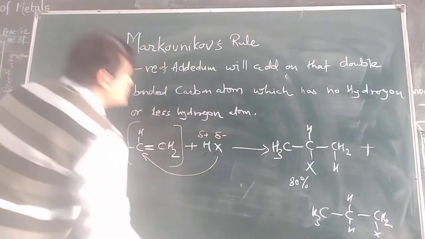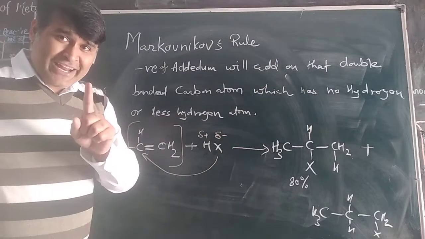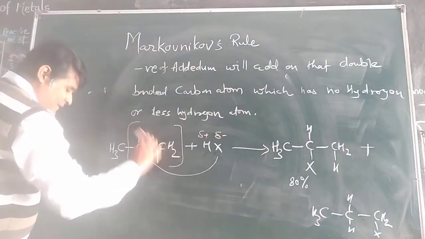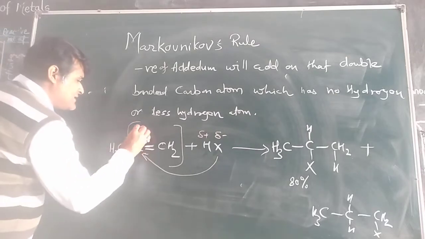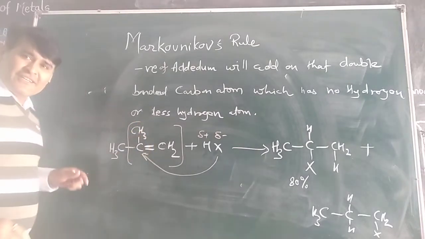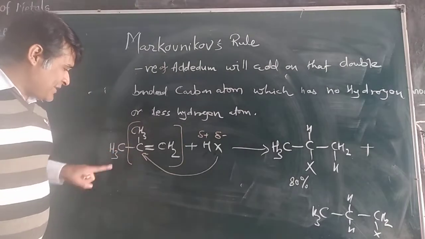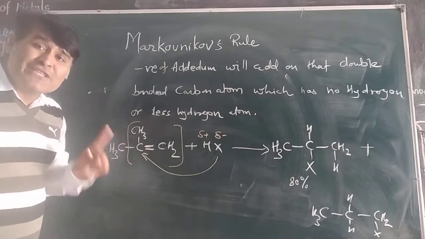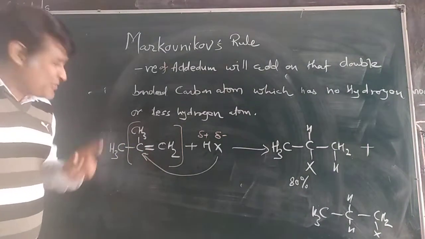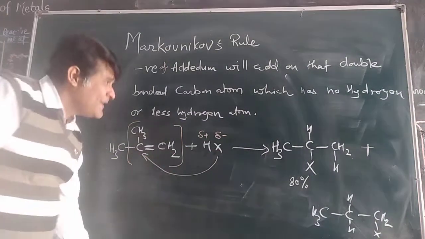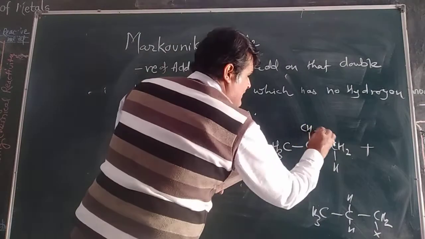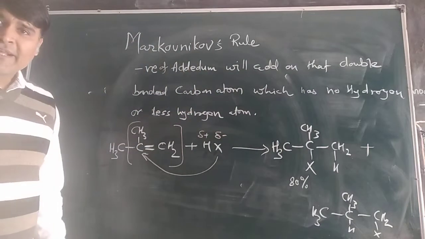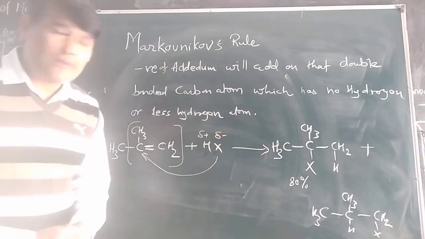One more, as I told, no hydrogen. The question that may arise is: if there is no hydrogen, why have I written it? Suppose instead of H on this side I have CH3. Another example: CH3. So this carbon now has the double bond and also no hydrogen atom. So definitely the negative part will add on this side, and our product here is CH3, CH3. Clear? Hope this is clear.